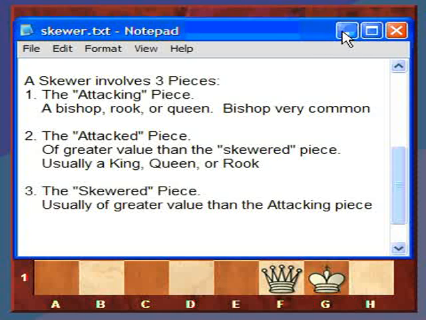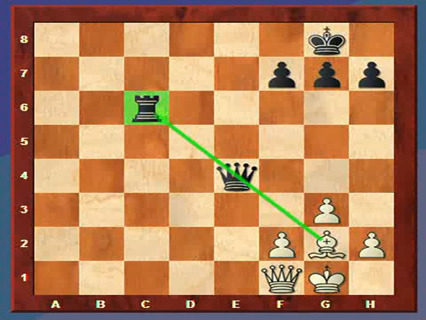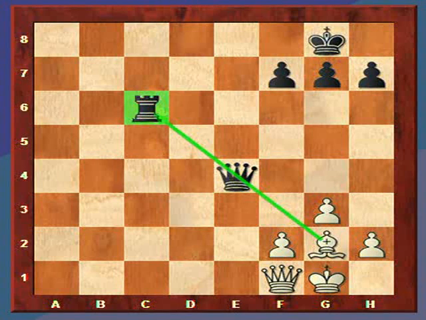Because if you think about it in our example, if this rook was a bishop, then effectively we'd be just trading off the bishops, and that may or may not be a good idea in this situation. But what makes it much more powerful is that this bishop is of lesser value than this rook. So let's go over a few examples of the skewer.